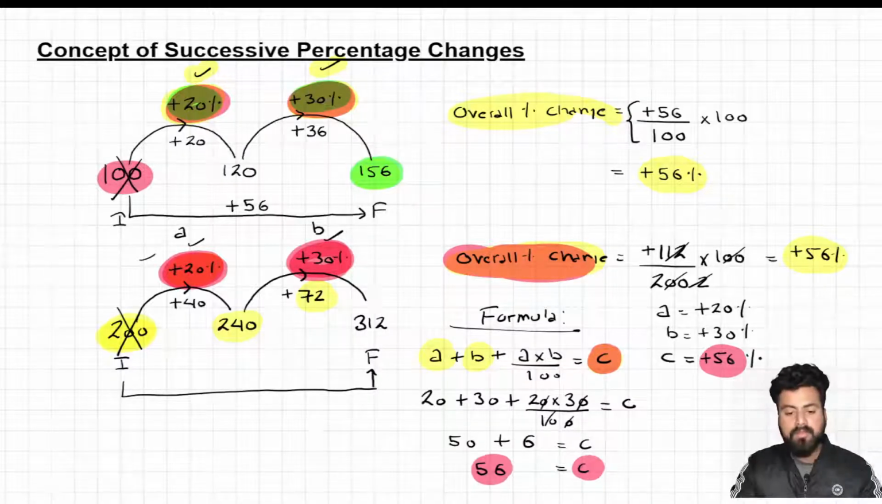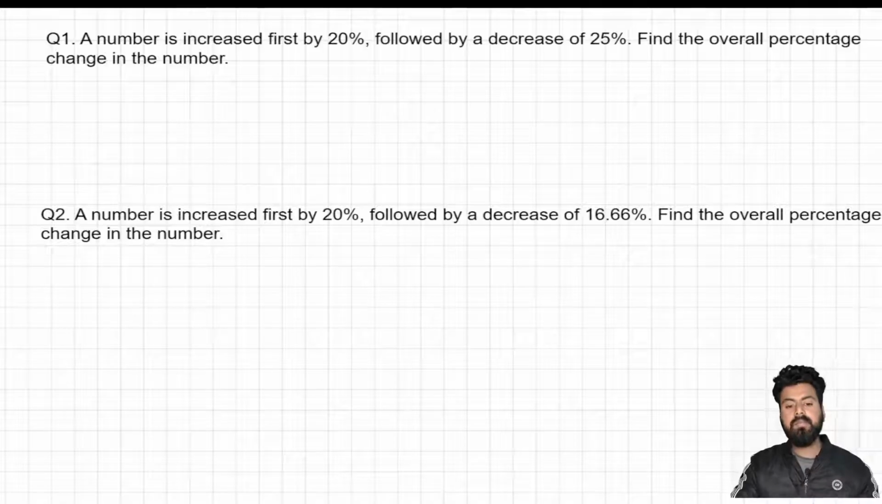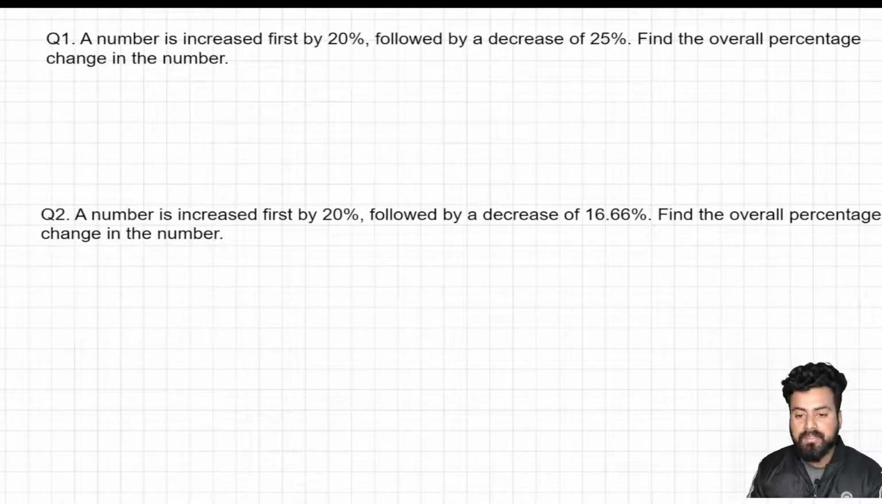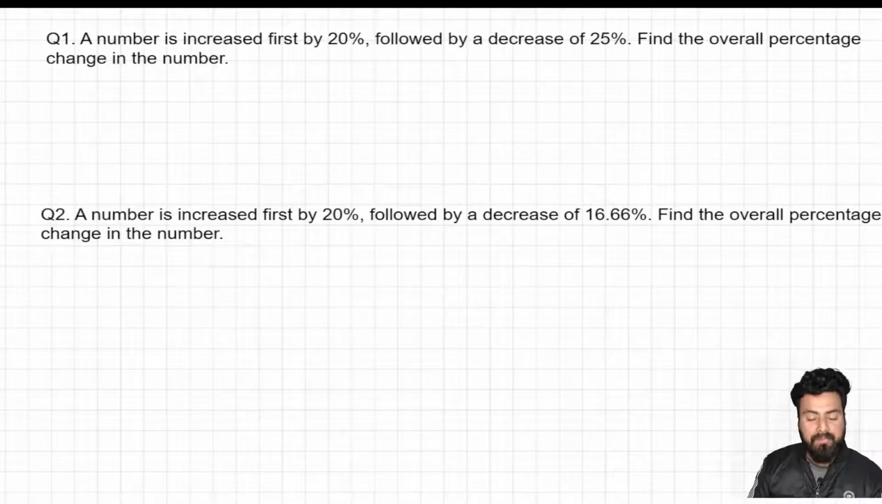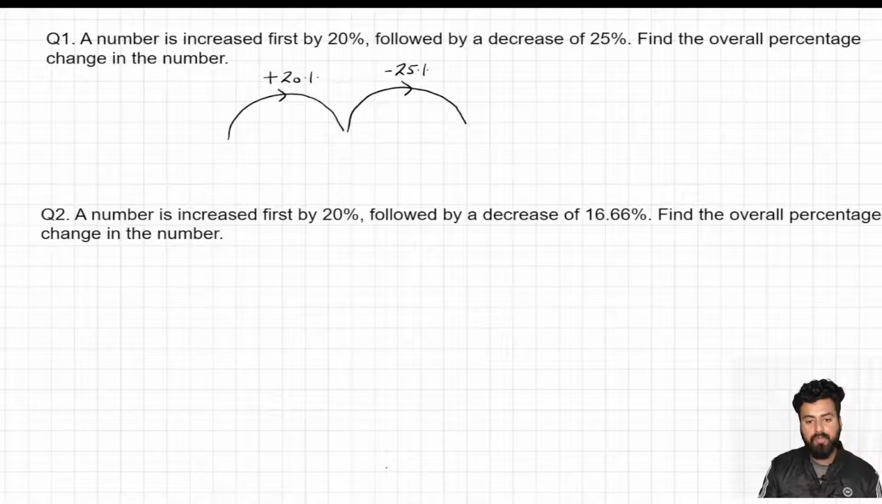Now, to give you the confidence, let us discuss a few examples based on this particular concept. Look at the first question. A number is first increased by 20% followed by a decrease of 25%. Find the overall percentage change in the number. So let me first show you what we are given. There was a number which was first increased by 20%, followed by a decrease of 25%. Since it's a decrease of 25, I'm going to use a negative sign in front of it.